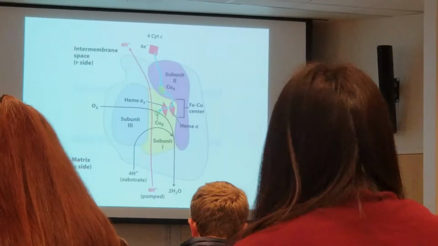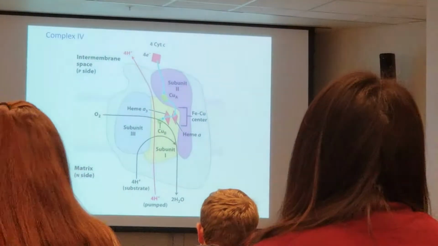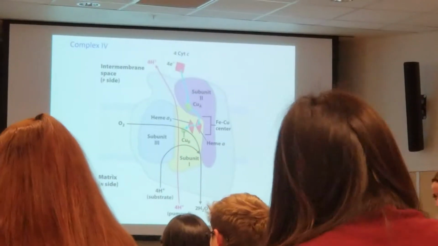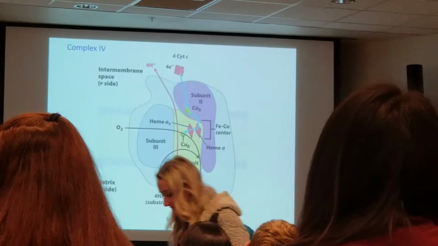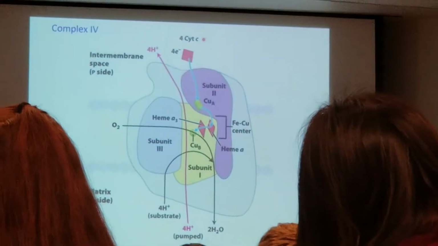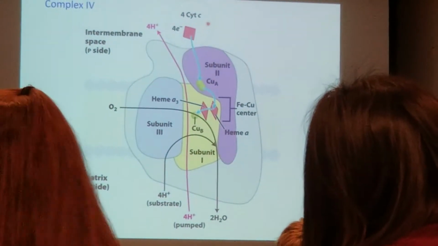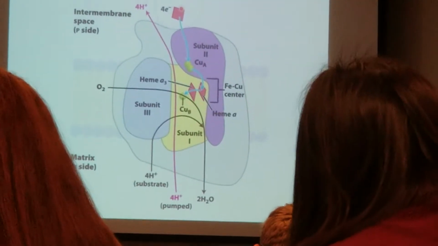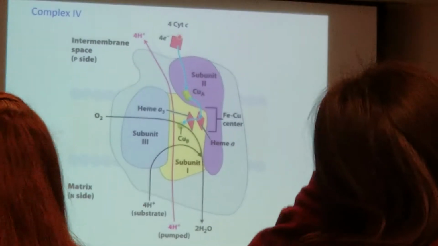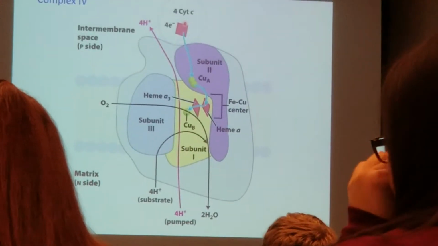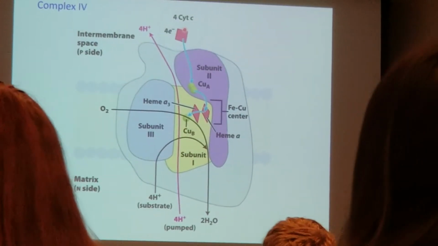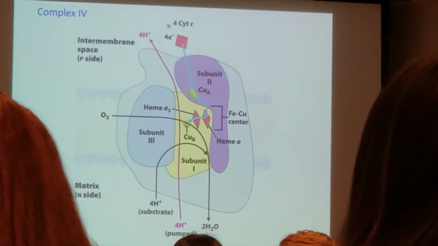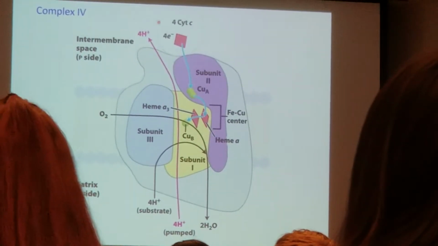So the last complex, Lehninger is showing you that you need to have four cytochrome C. So this molecule up here is one cytochrome C docking. How many electrons does one cytochrome C bring? Just one. No protons, just one electron. So four of them have to come at different times here.